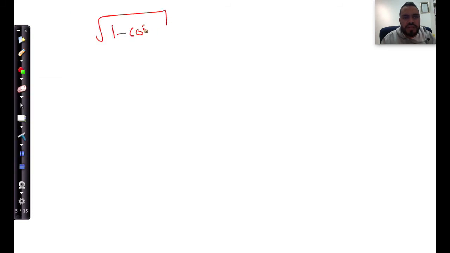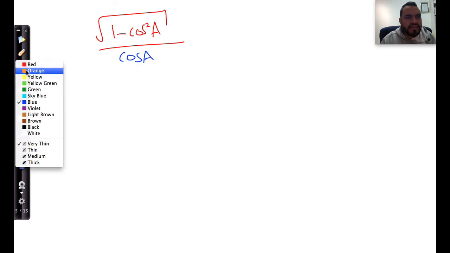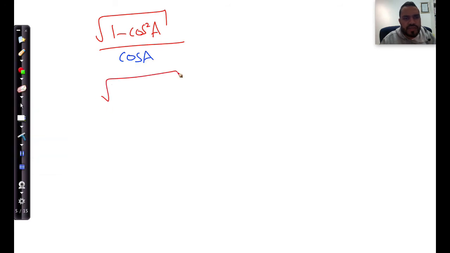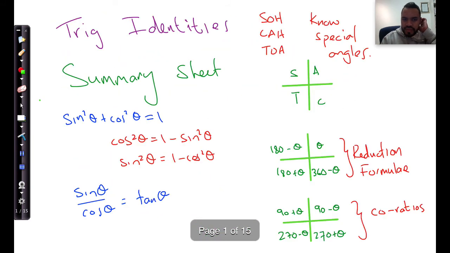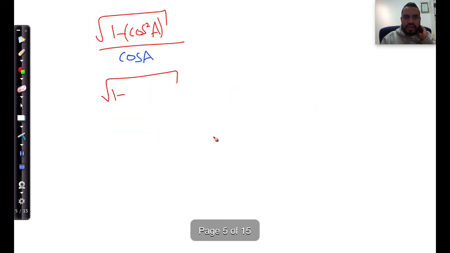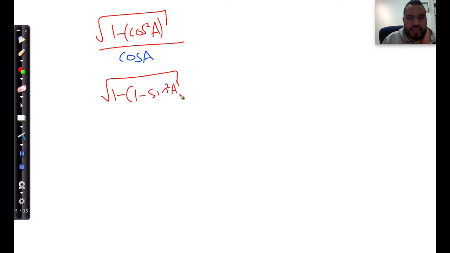So let's say I had the question, the square root of 1 minus cos squared A divided by cos of A. Let's simplify the numerator first. I could say that this is equal to 1 minus, but now I've got cos squared A. If I go to my summary sheet, I can see that cos squared A is equal to 1 minus sine squared. So I change that into 1 minus sine squared A. I hope you can already see that this is going to turn out to be exactly the same thing, divided by cos of A.